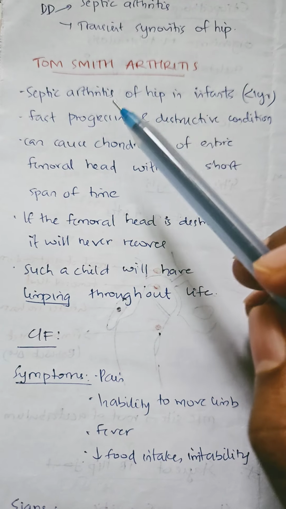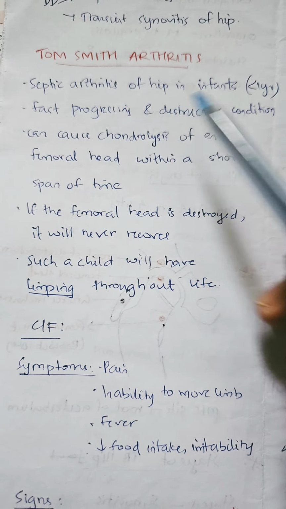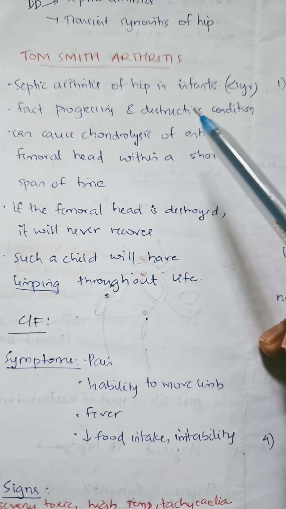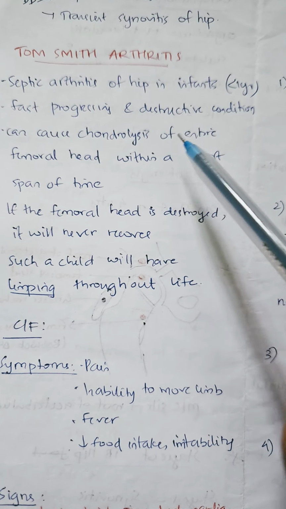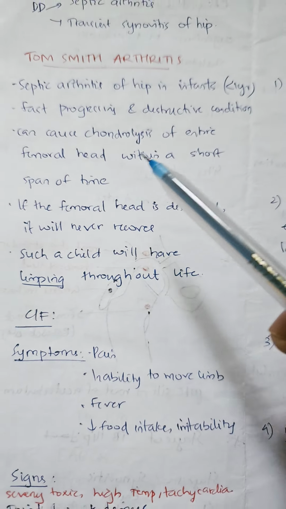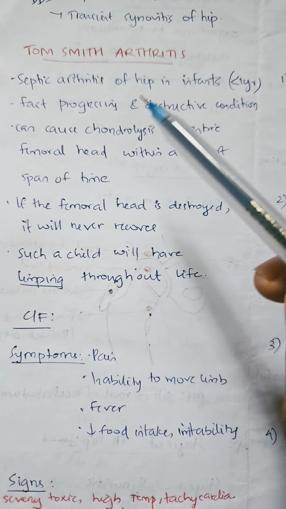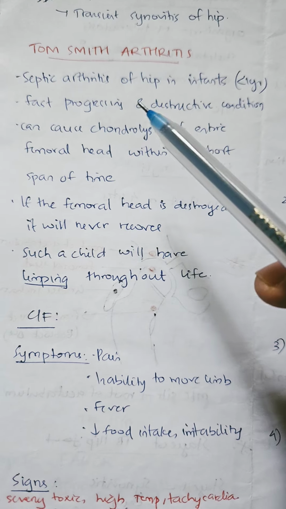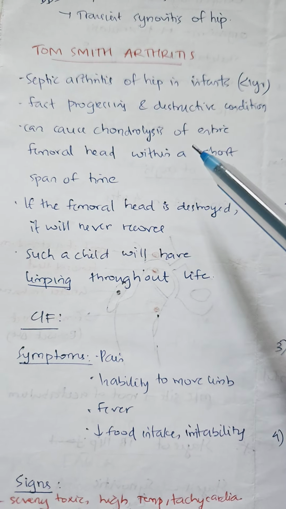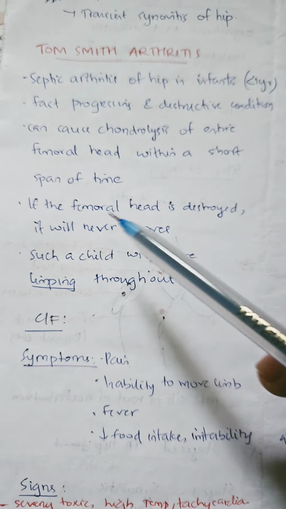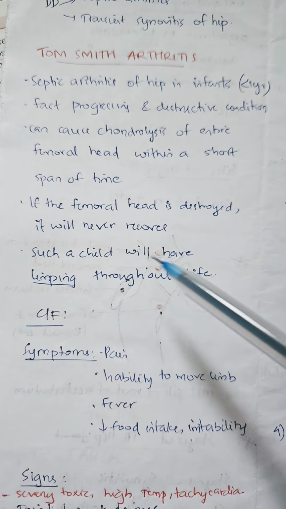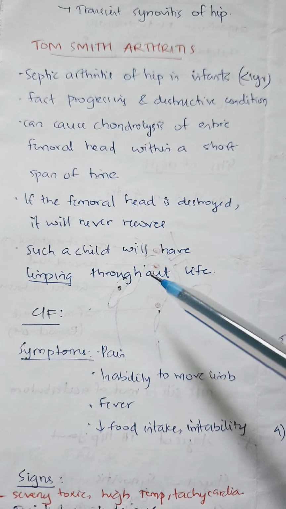Tom Smith arthritis. So it is a septic arthritis of the hip in infants, that is in children less than 1 year. It is a fast progressing and destructive condition, and it can cause chondrolysis of the entire femoral head within a short span of time. So you know that in children the head of the femur is completely made up of cartilage. So it can cause chondrolysis of this cartilage, and that can result in destruction of the femoral head, and it will never recover. So such a child will have limping throughout life.